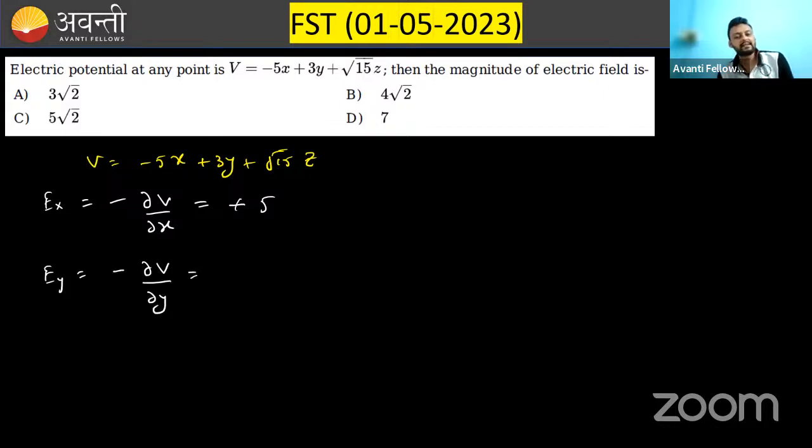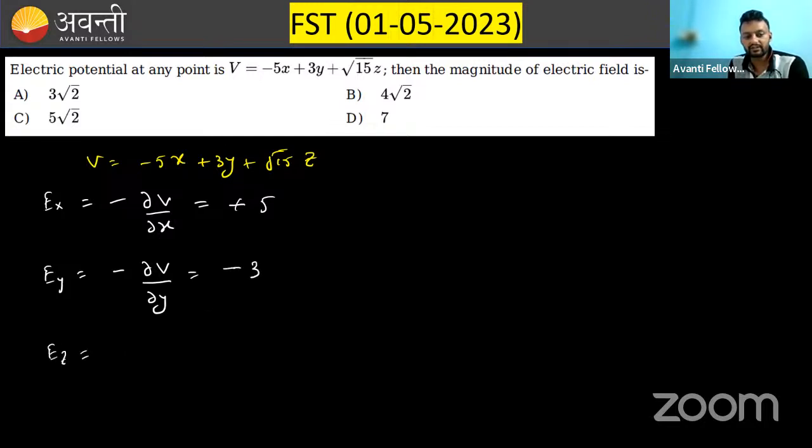Field in the y direction is negative partial differentiation of potential with respect to y. Now you can consider x and z as a constant. So constant has zero differentiation. If you differentiate, it will become 0. So differentiation of 3y is nothing but 3. Minus is already there, so it is minus 3.